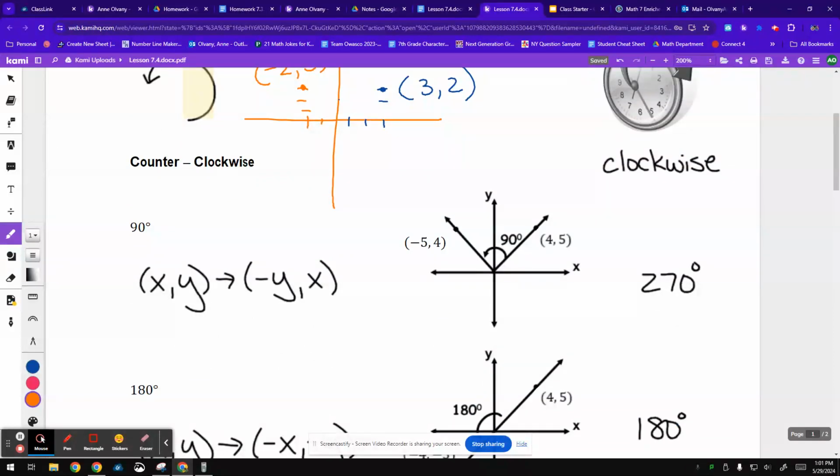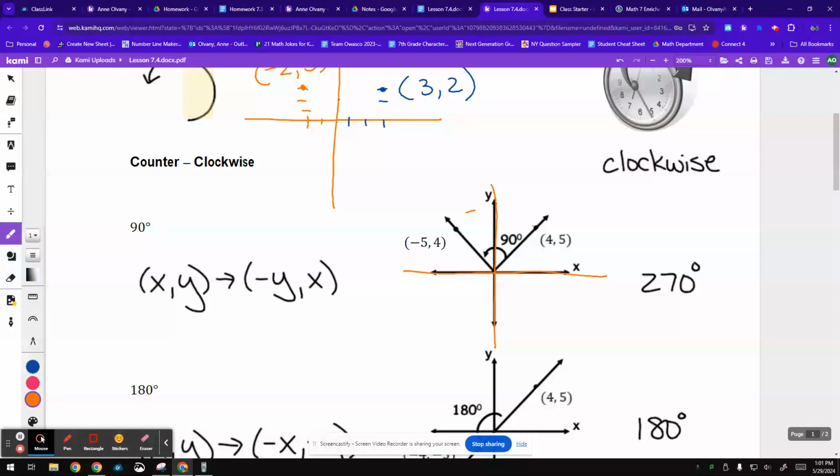Take a look at this point down here, 4, 5. Over 4, up 5. We're going to take this quadrant and turn it to the left, counterclockwise. That means my 5, I'm going to go back -5, up 4. Okay? How many people find that really hard to picture?